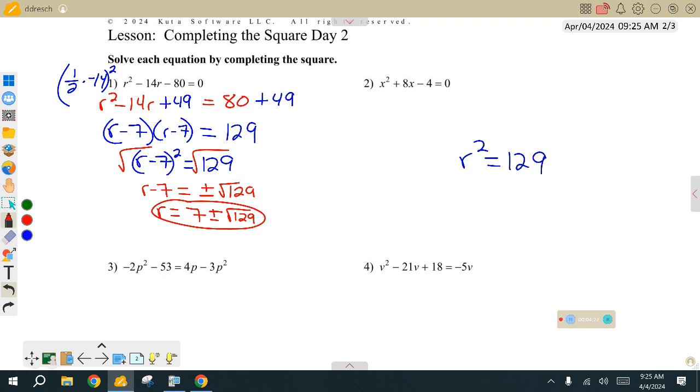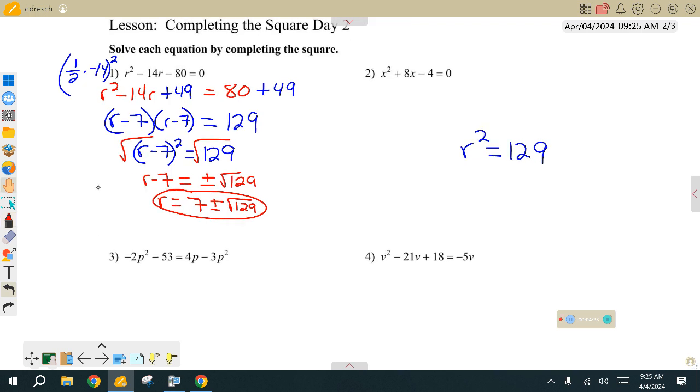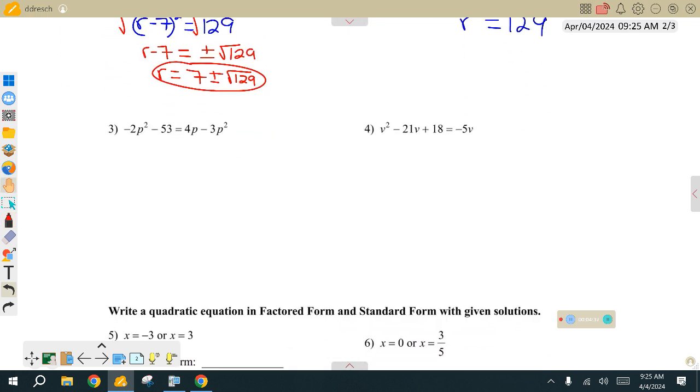All right, let's go with another one here. Let's do number 3. Okay, let's go do number 3. Number 3 looks ugly because it's not in standard form. Go put it in standard form. Let's go tackle it.